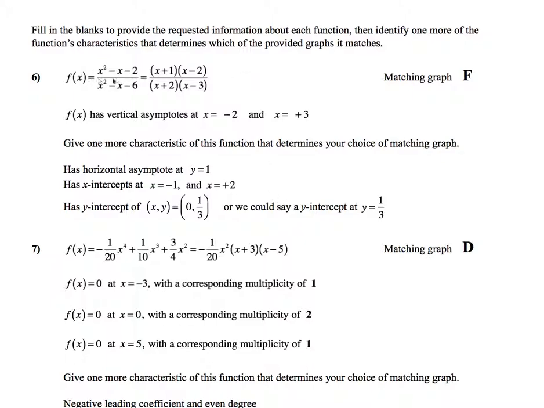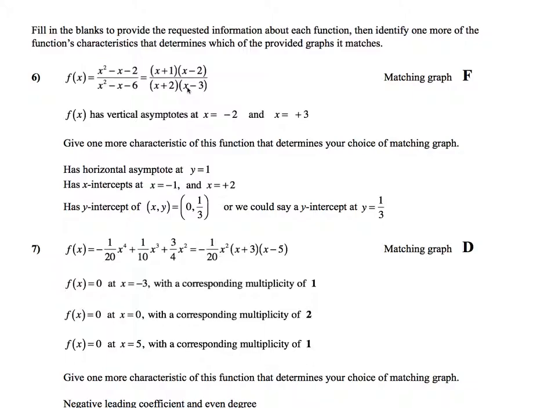Okay, so question 6 is a rational function. That means that it's probably going to have some asymptotes. And we're first asked where the vertical asymptotes are. Vertical asymptotes are found at the zeros of the denominator. Well, we can see that -2 and +3, each of those will make this denominator 0. And so we have a vertical asymptote at x equals -2 and a vertical asymptote at x equals +3.